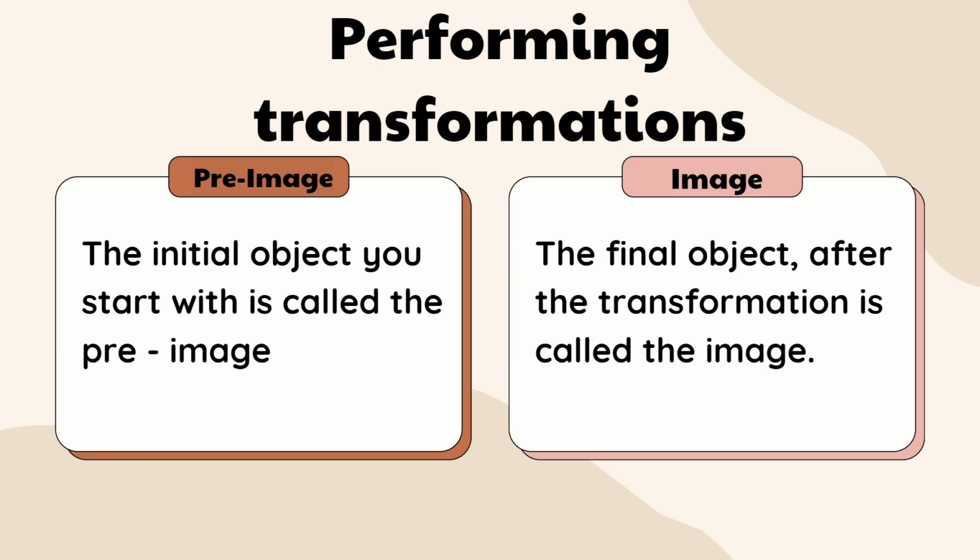Next is we have performing transformations. When we say pre-image, the initial object you start with is called the pre-image, while the image is the final object after all the transformation has been made. So, pre-image, yung pinaka-original na object na ginagamit natin na wala pang transformations na ginagawa, while the image is yung final output na ng ating ginawang transformation.